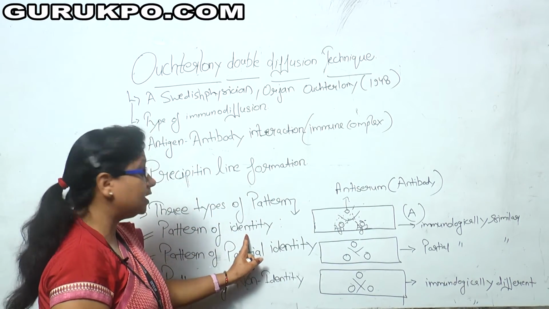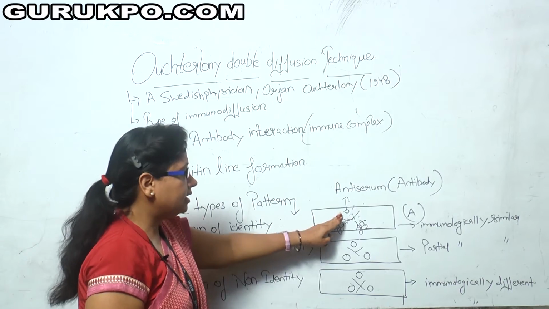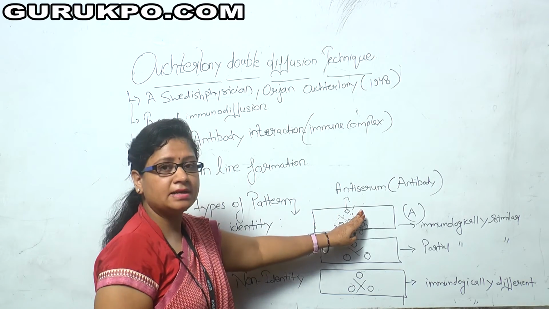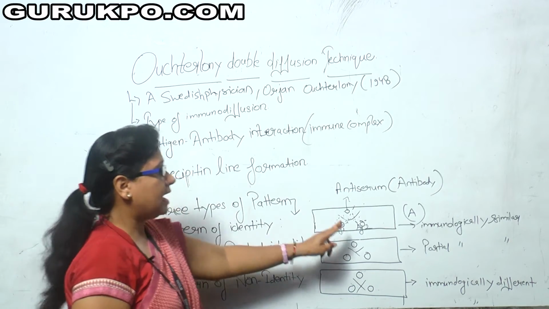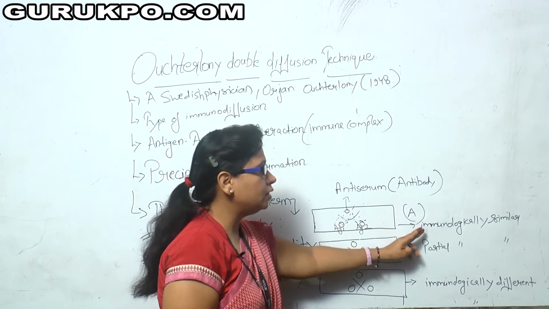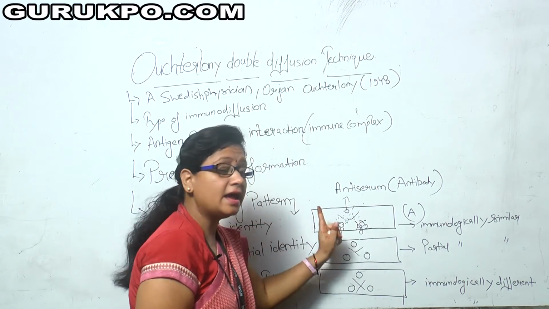One pattern, I am telling you, is the pattern of identity. In this, a proper precipitin line is seen. By observing this, we can say that these antigens are immunologically similar for this antibody.